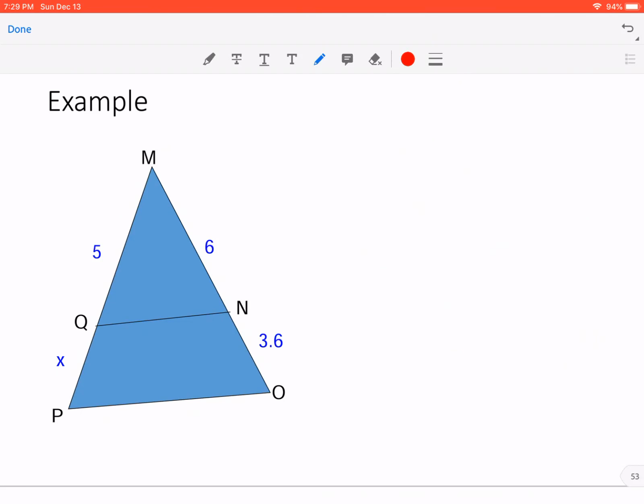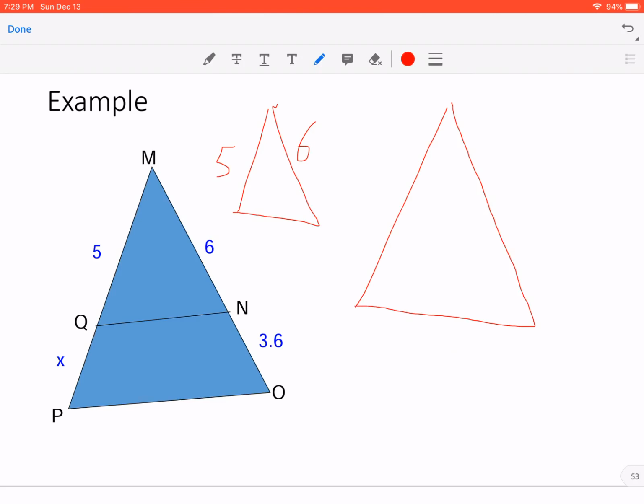Same thing on this one. Pull them apart. I see the smaller one, QMN. 5 here, 6 here. Now draw the big one, PMO. So they share the same angle. But remember, this side here is a combined total of x and 5. That's x plus 5. This side is a combined total of 6 and 3.6. Well, 6 plus 3 is 9, so 6 plus 3.6 is 9.6.